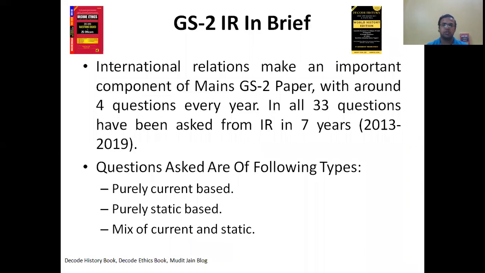So let us now start with today's session, that is IR2, GS2 IR. First, let me tell you something about IR in brief. It is a very important component of the Mains GS2 paper.